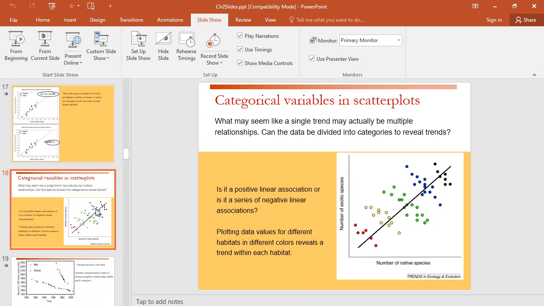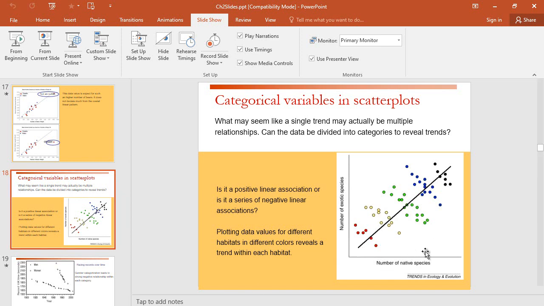Sometimes what may seem like a single trend may actually be multiple relationships. And so, can the data be divided into categories to reveal trends? So what do I mean by that? Let me explain that with this example.